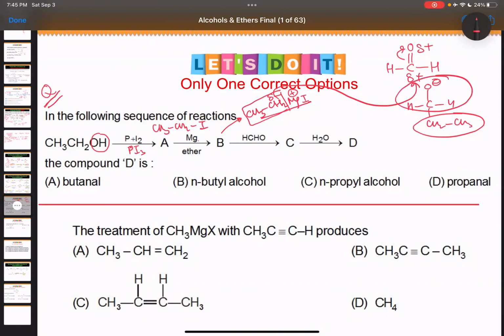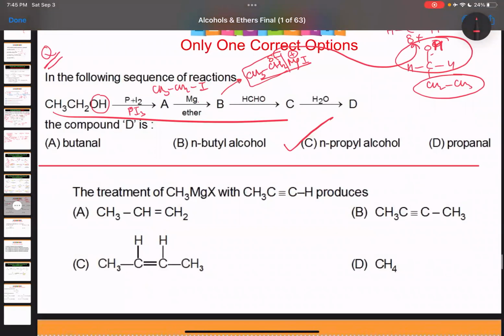And when I put water, it is going to get converted to OH. So it is going to be CH3CH2CH2OH. This is n-propyl alcohol, or propan-1-ol. So that's a primary alcohol. If you want to make an alcohol with one extra carbon atom, and that is still primary, you need to adopt this one. And now this is another question.